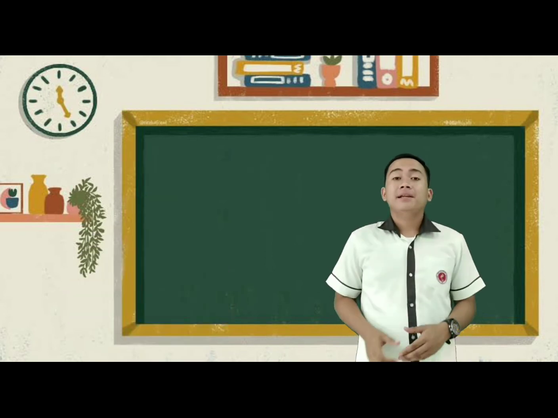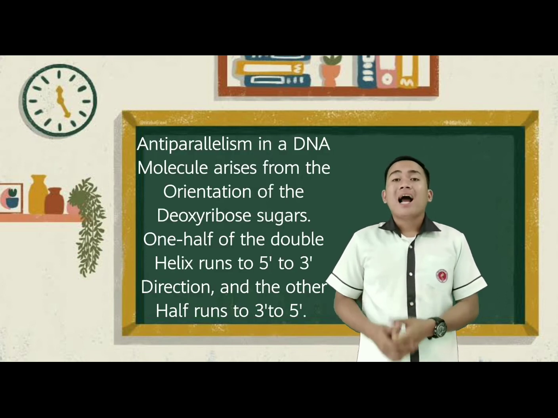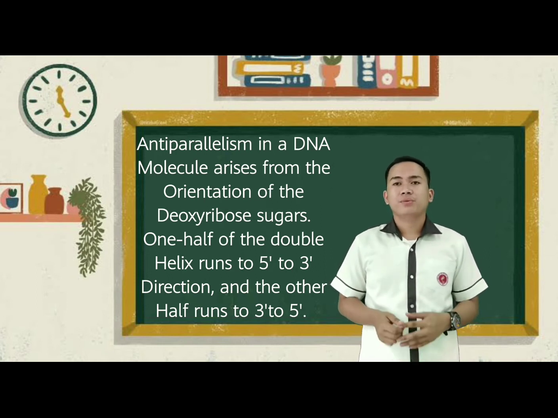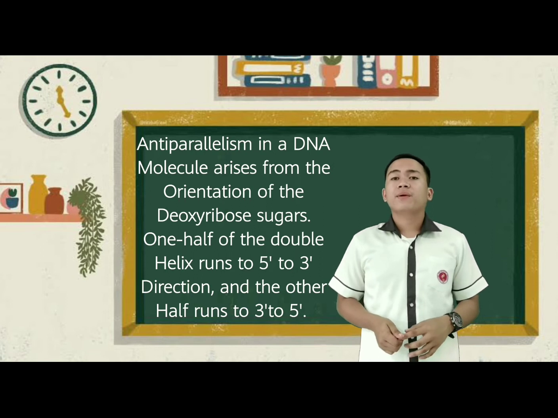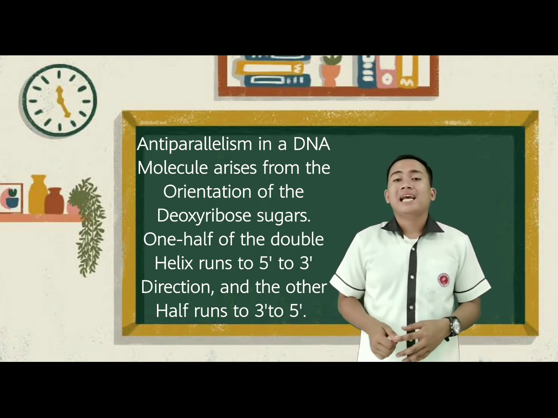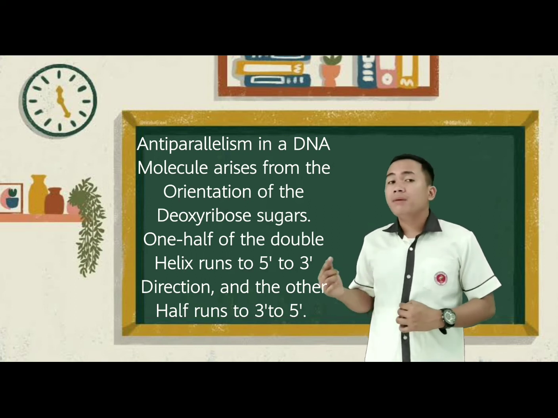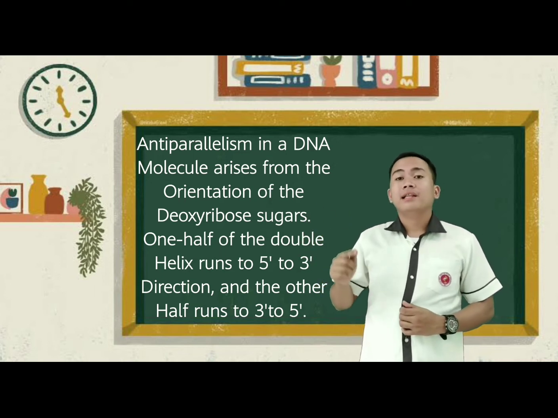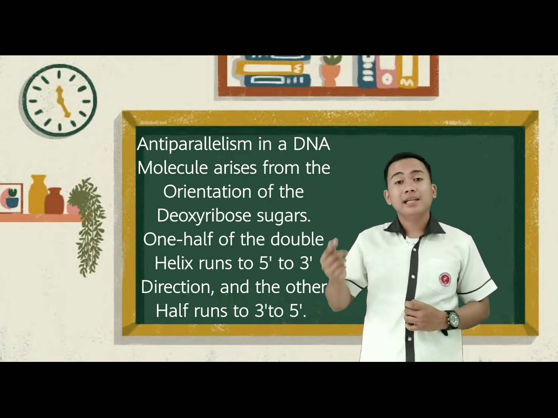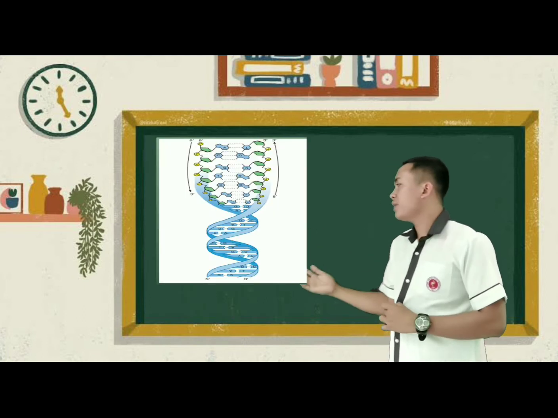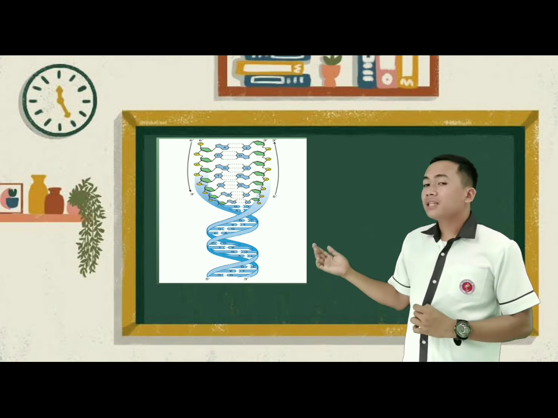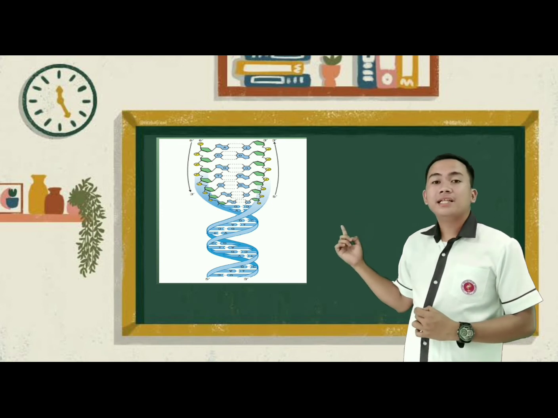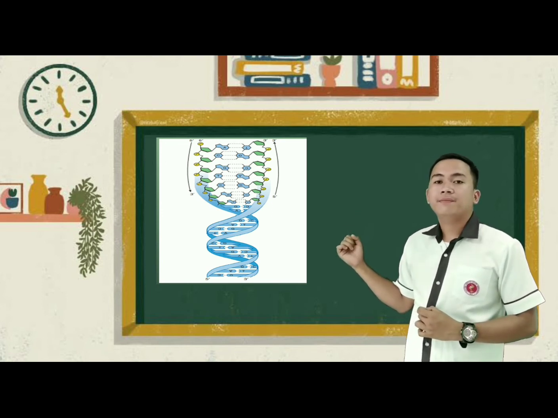Okay. Next, DNA is called directional. Antiparallelism in a DNA molecule arises from the orientation of the deoxyribose sugar. One half of the double helix runs in the 5 to 3 direction, and the other half runs in the 3 to 5 direction. It is pronounced as 5 prime to 3 prime or 3 prime to 5 prime. Is that clear? Okay, very good. Here is the illustration. As you can see, from the top, it is numbered from 5 to 3, while the other one is numbered from 3 to 5.